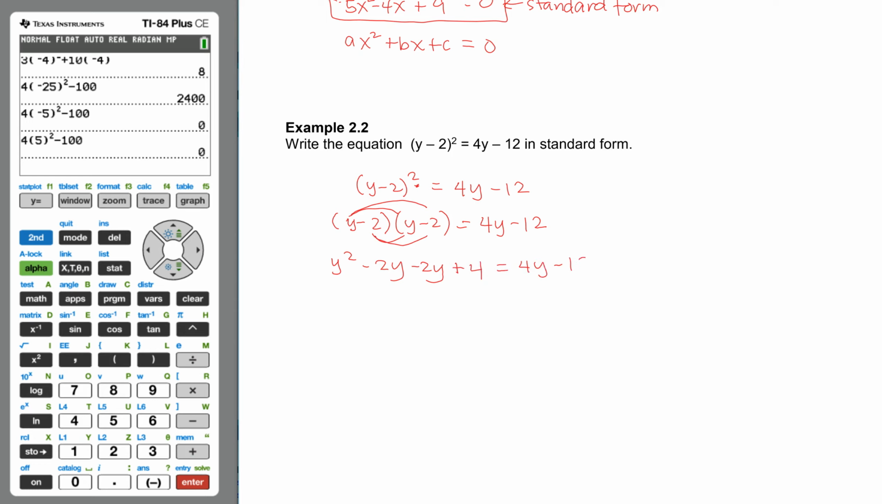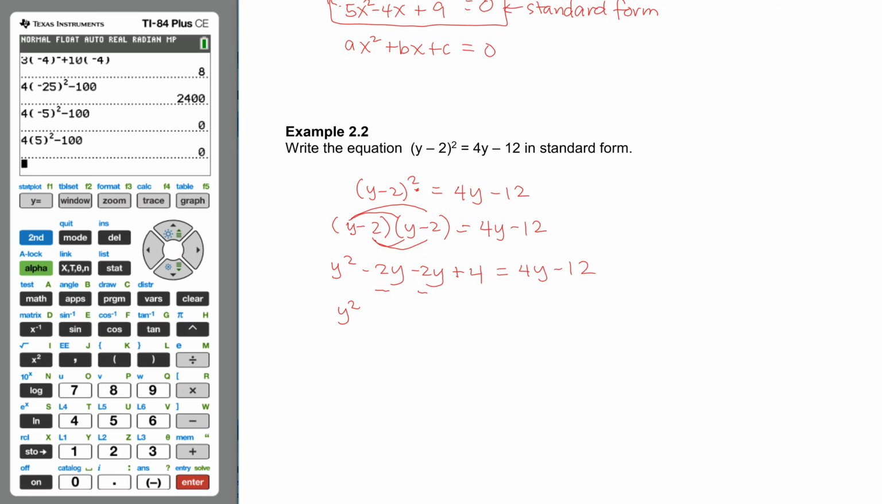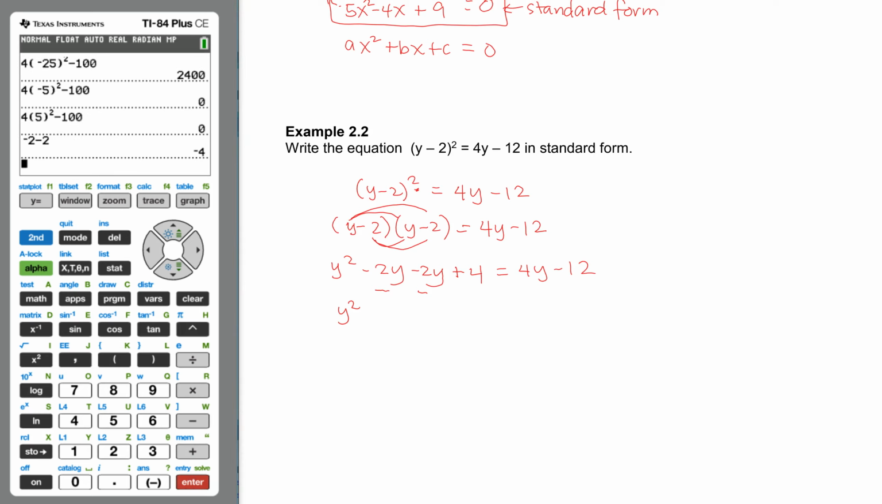4y minus 12. Now in this case, I don't have parentheses, I don't have square here. Let's identify like terms here. Okay, so I see like terms here. So you have negative 2y and negative 2y. Let's combine that. So you have here y squared, negative 2 minus 2. That gives you negative 4. So this would be negative 4y plus 4 equals 4y minus 12.